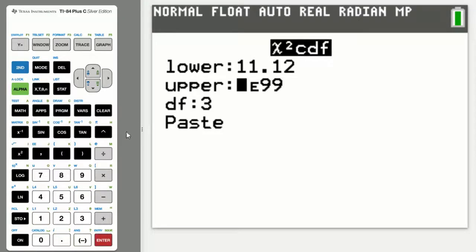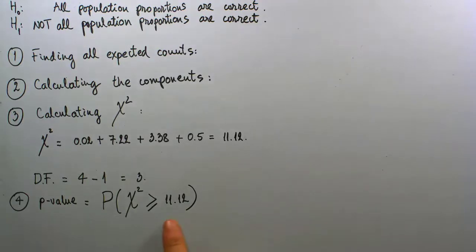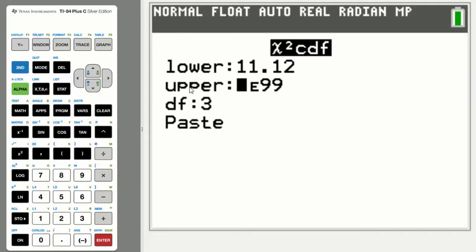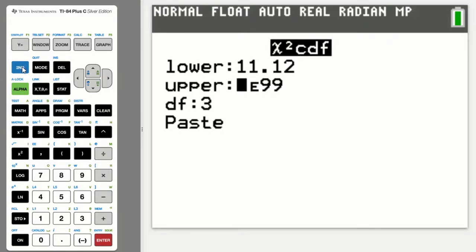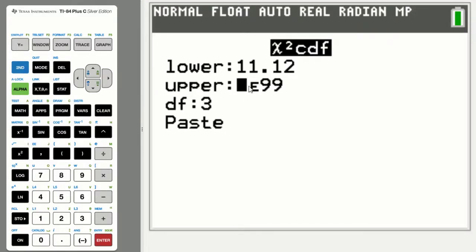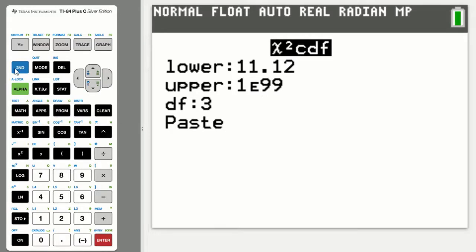My upper end, according to what it says here in the way this interval looks, the upper end is an indefinite operand because we want to be anywhere greater than or equal to 11.12. So in that way, I am going to leave 1e99 for my operand. And again, for anyone who is unclear how to get 1e99, 1, second, comma, that's for e99.